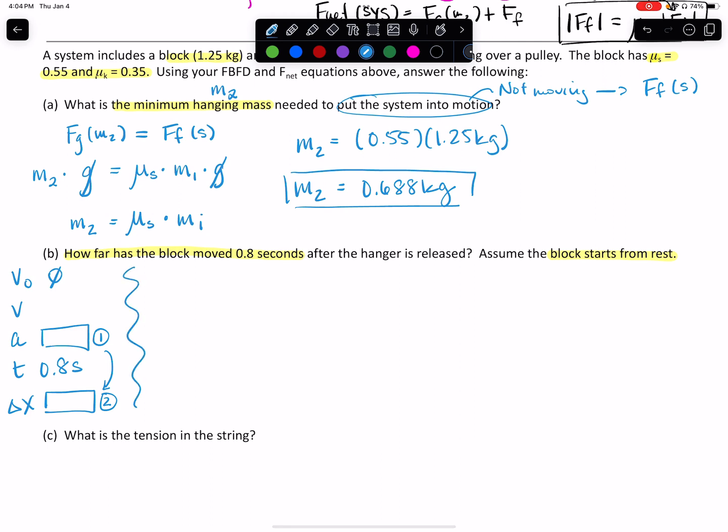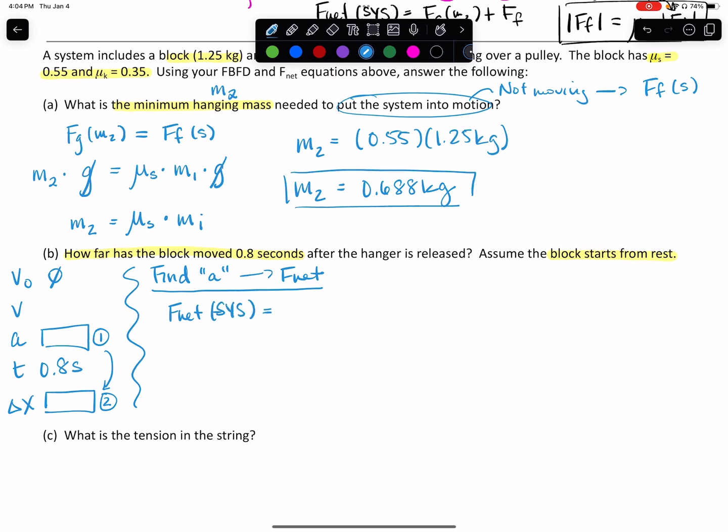So how am I going to find that acceleration? Well, I'm going to need to find the net force, and then I can use Newton's second law, mass times acceleration, to find that acceleration. So I'm going to go back up to my free body force diagrams, and I'm going to look at what the F net equation is for my system.